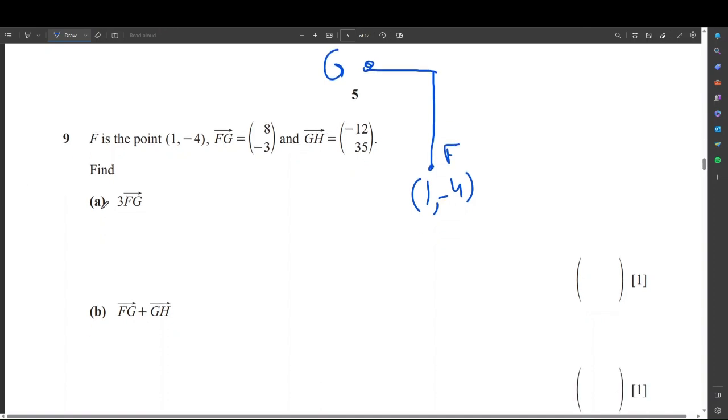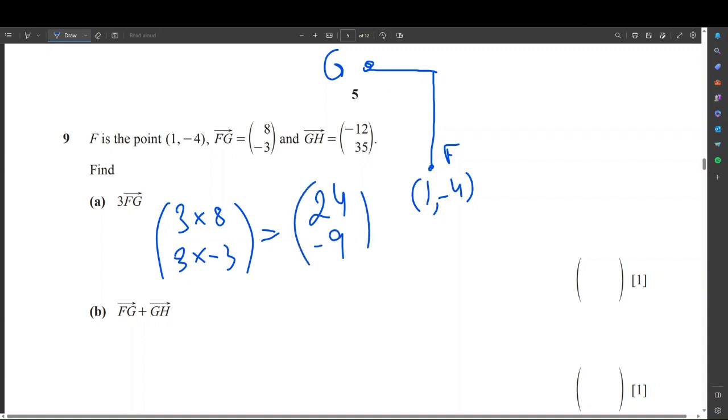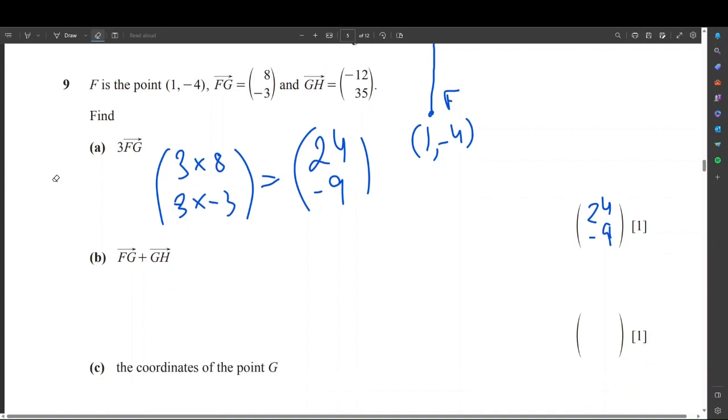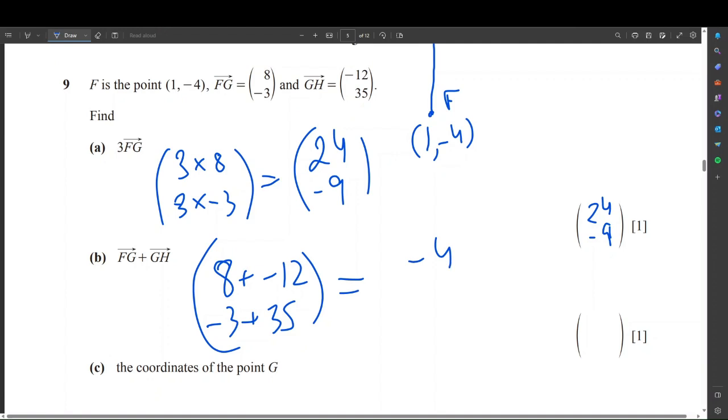All right. Now, we need to find the value of 3 times the vector FG. For that, we just multiply 8 by 3 and minus 3 by 3. So 8 times 3 will give us 24, and this will be minus 9. Notice there's no fraction bar over here, because that is what distinguishes the column vector and the fraction. Now, FG vector plus GH vector is going to be the sum of these. So it's going to be 8 plus minus 12 and minus 3 plus 35. And 8 minus 12 is minus 4. Minus 3 plus 35 is 32. So that's going to be our answer.